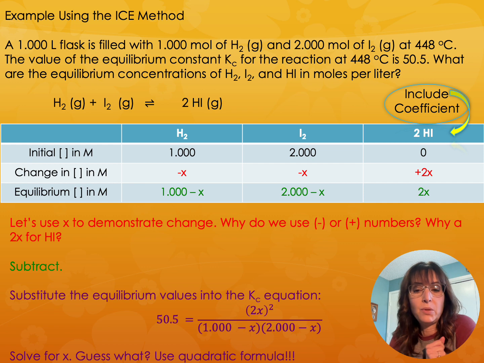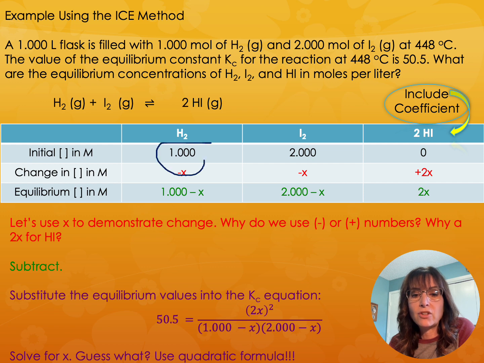What if you need to use the ICE method? So let's take a look at an ICE problem. So this time we have a different equation. We have H2 plus I2 making 2HI. And we know that we have 1 molar of H2 to start with, and we have 2 molar of I2 to start with. We assume we don't have any of the product.